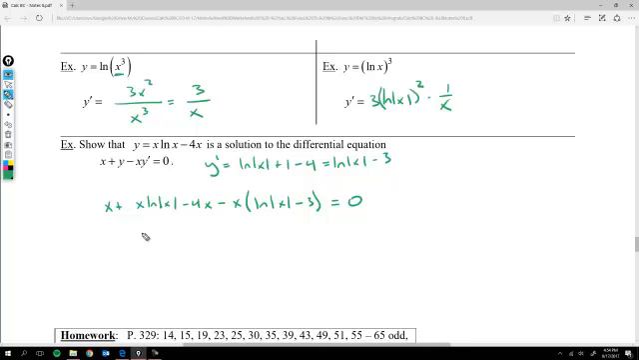Right, so let's make sure. Let's go ahead and distribute. So I have x minus 4x there, so that's going to be negative 3x minus x natural log x plus 3x. Well, look, everything cancels. I get 0 equals 0, so I know that I was right. Okay, so I did indeed show that this is a solution. The reason being because this, I guess, validated this equation right here.